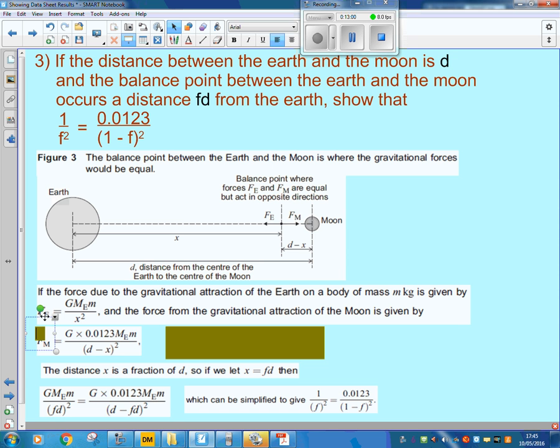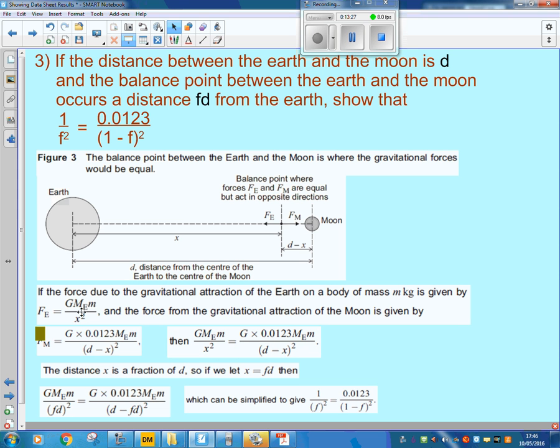Well, what I've got here is the force exerted by the moon, which is G times 0.0123 m over d minus x all squared, because the mass of the moon is 0.0123 times the mass of the Earth, and the distance away from the centre of the moon is d minus x rather than x. Oh, this one works okay. And if we're told that the two forces are equal to each other, the force exerted by the moon and the force exerted by the Earth, then you can say that this is the same as that, they're equal to each other.